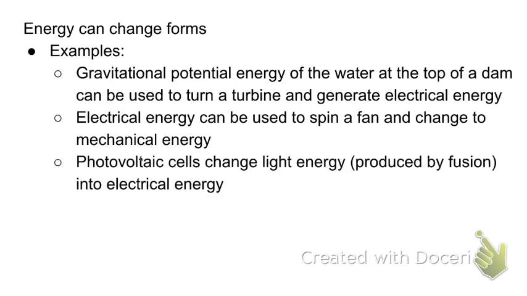Photovoltaic cells, aka solar panels, can change light energy, which is radiant energy, which is produced by fusion in the core of the sun, into electrical energy. Okay, so we have fusion going on in the sun, which produces radiant energy, which comes to Earth, which hits those photovoltaic cells. They change it into electrical energy, and then you can use that electrical energy in your home to power devices.